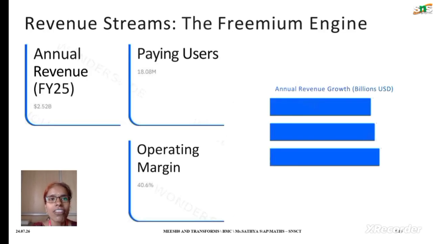The next thing is revenue streams. Here we are going to have the premium engine. There are 3 cases we need to analyze. The first case is annual revenue, above 2.5 billion. The next one is paying users, nearly 18.08 million users. The next thing is operating margin, which is 40.6%. That is the annual revenue growth. There are billions of USD we are having.